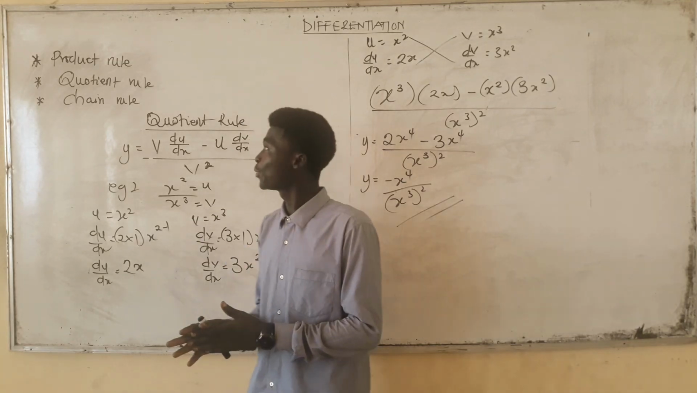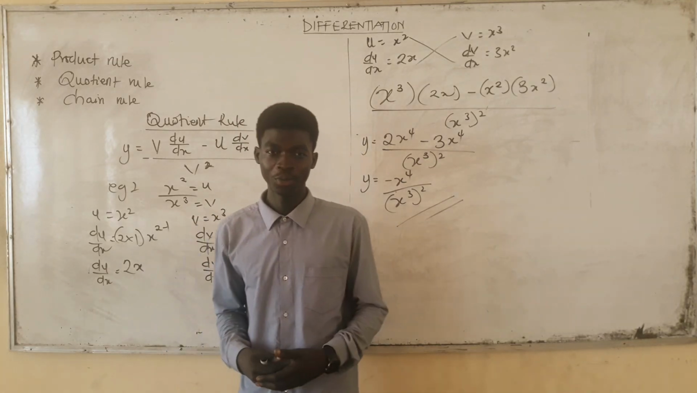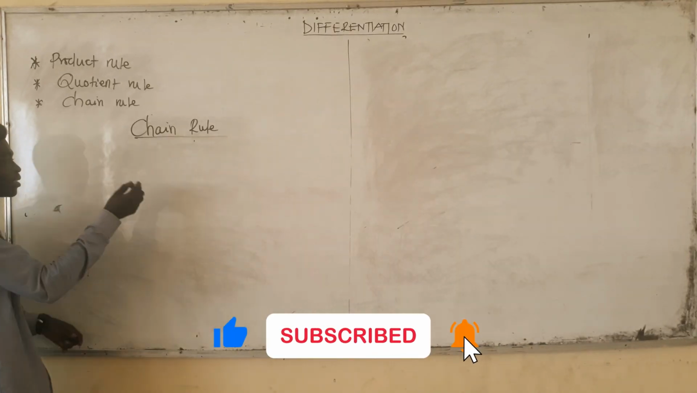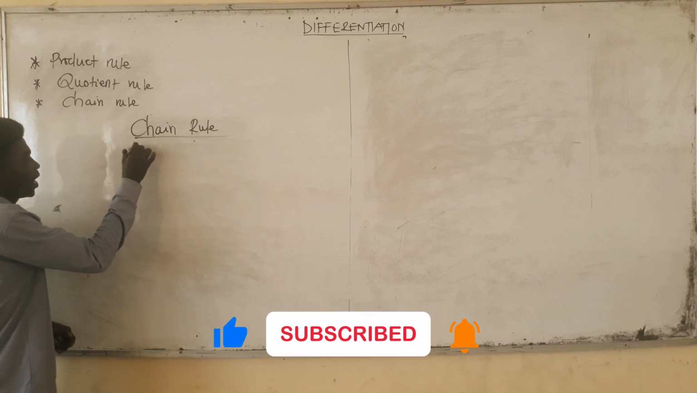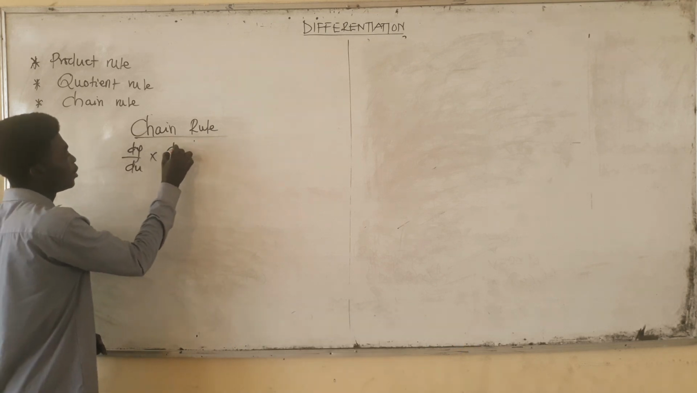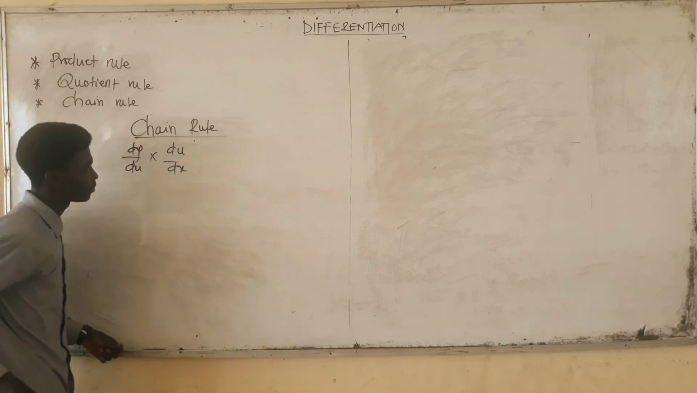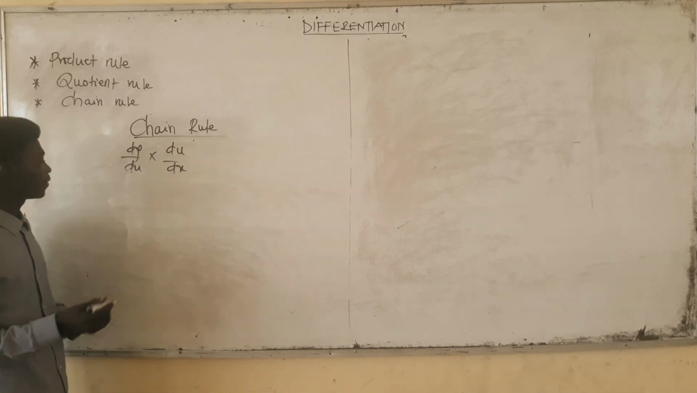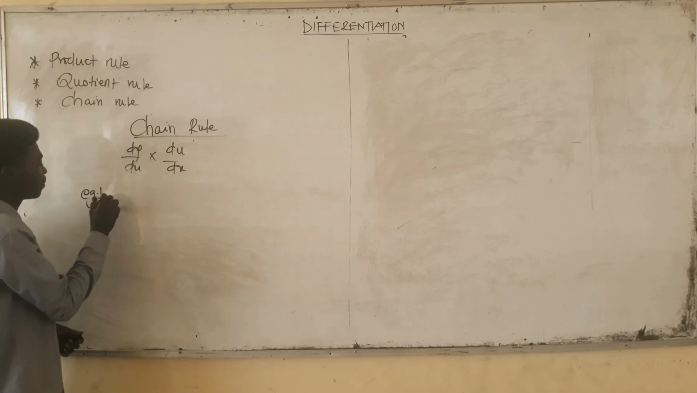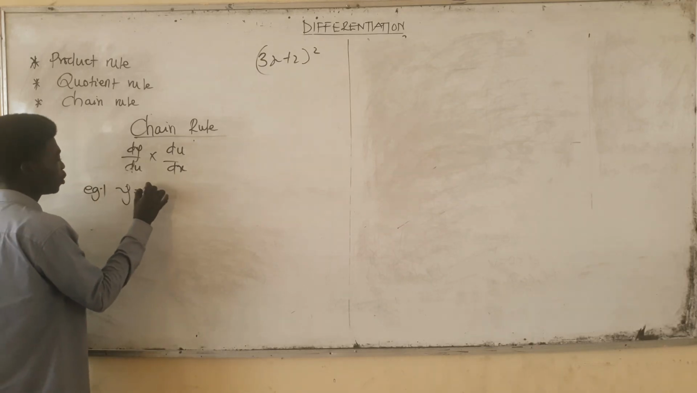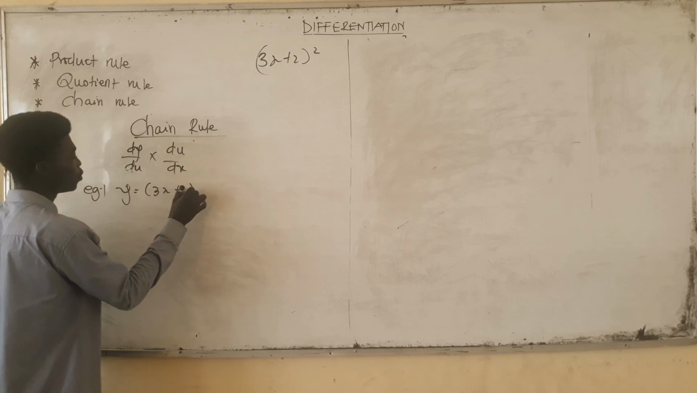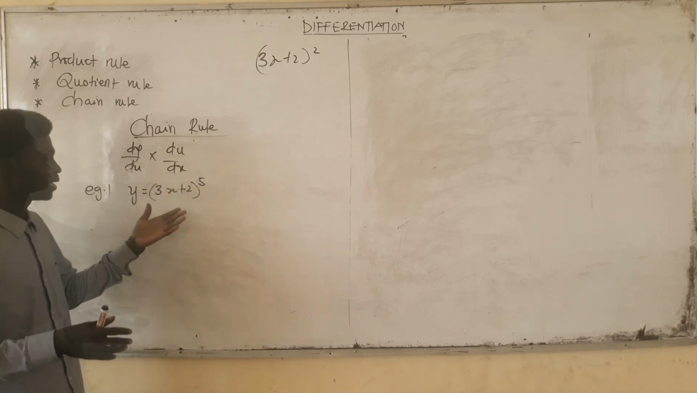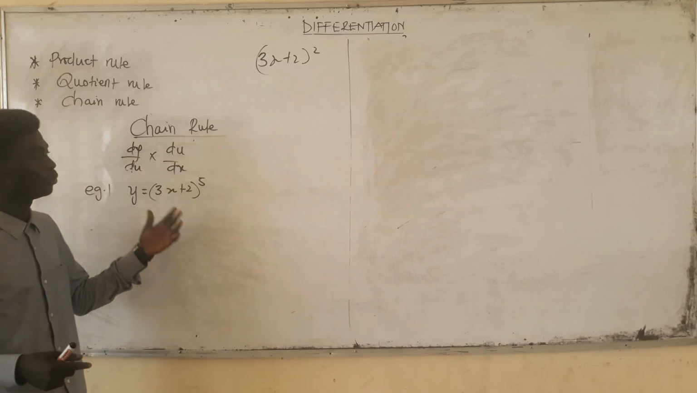Now our last rule is the chain rule. The formula is very simple, and that is dy/du multiplying du/dx. So this is the formula for the chain rule. Now let's take the first example: y equal to (3x plus 2) raised to the power 5. Anytime you see a question in this form, please take note of this type. You are going to use the chain rule.